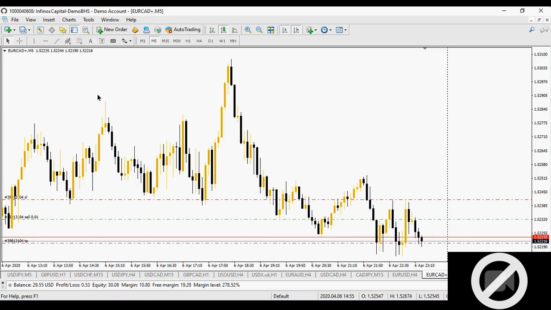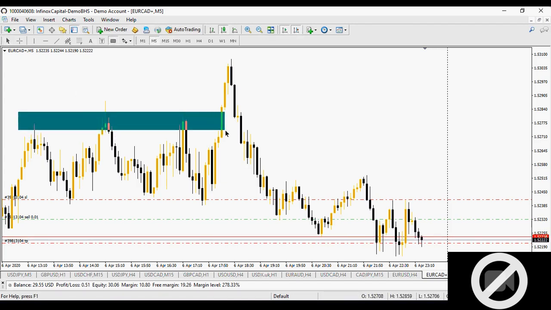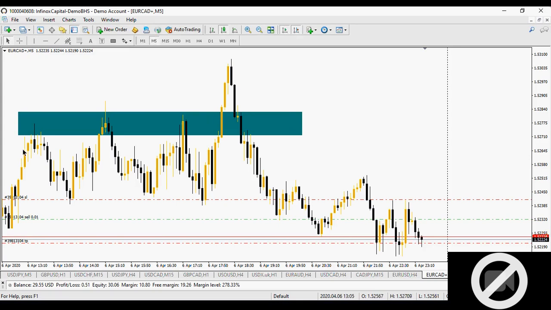Okay? So back to what we're saying. If you look at this area, this looks like an area of what? Resistance in the market. It's like a roof. When market gets to that high point, it's pushed down. So that's a resistance.